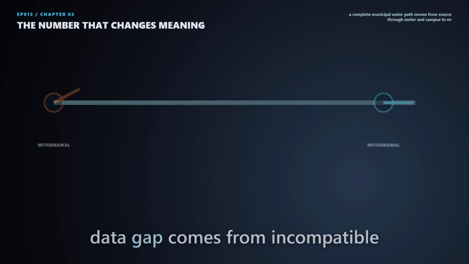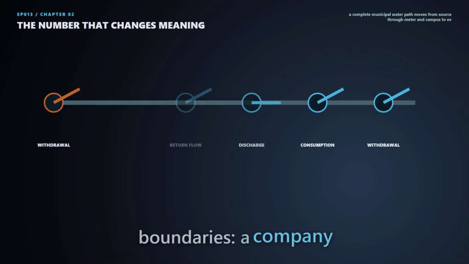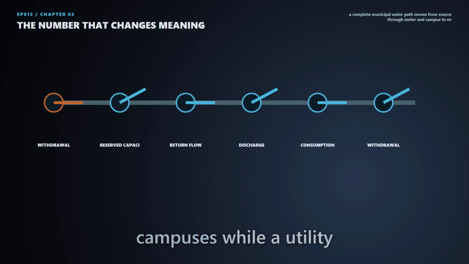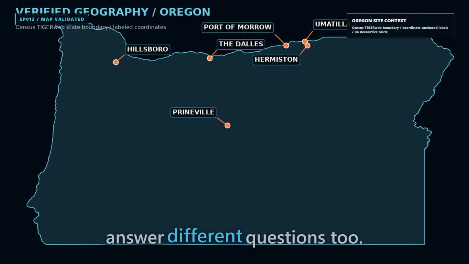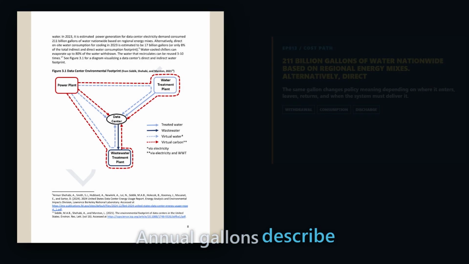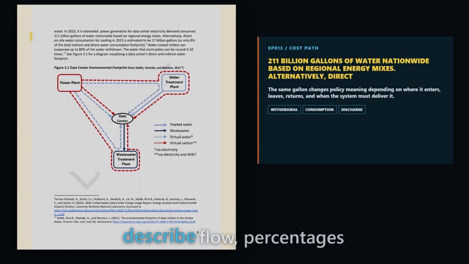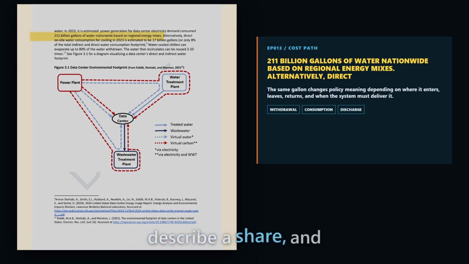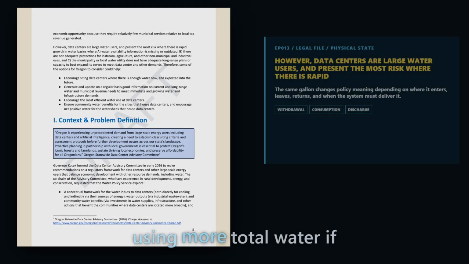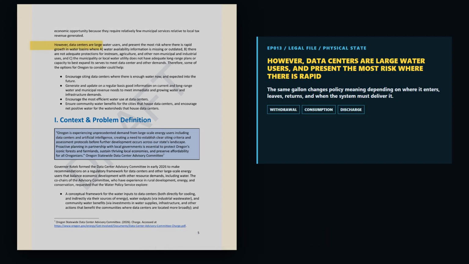The larger data gap comes from incompatible boundaries. A company may combine several Oregon campuses while a utility records only the meters in its service area. Units answer different questions too. Annual gallons describe volume, daily gallons describe flow, percentages describe a share, and water use effectiveness relates consumption to computing energy. A campus can improve efficiency while using more total water if it grows, and a modest annual volume can still require large pumps when most demand arrives during 10 hot weeks.